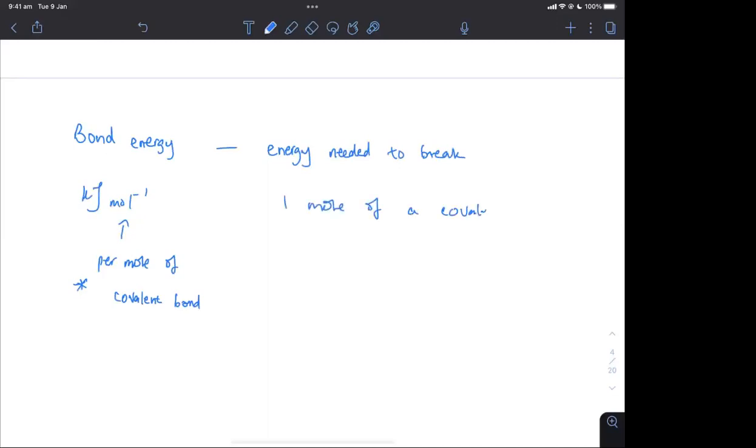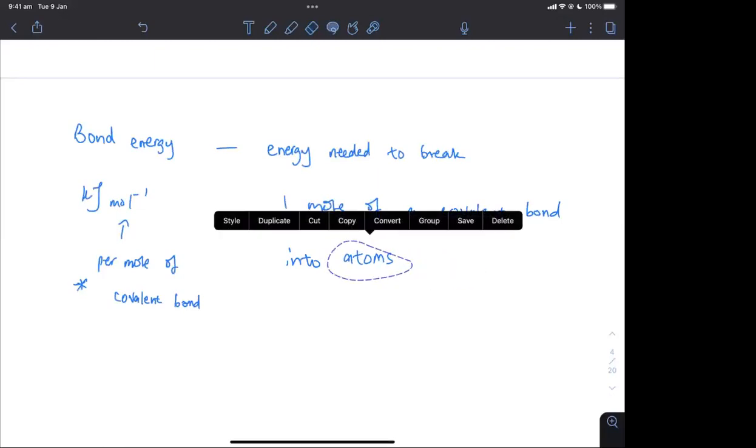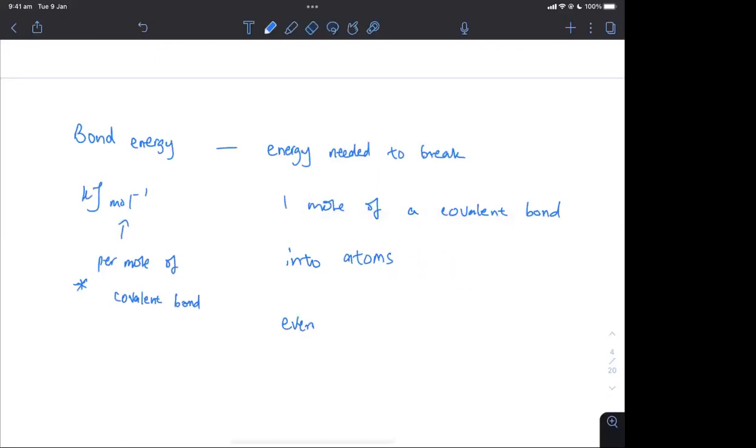So that covalent bond is broken down into gaseous atoms, okay, into atoms. Probably I can skip the gaseous bit first because of what I'm going to say in the next step. Everything must be in the gaseous state.